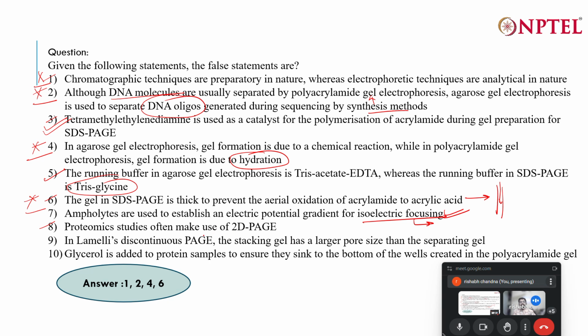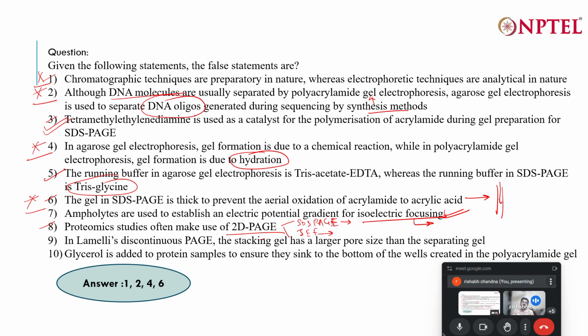Proteomic studies often make use of 2D PAGE. Yes, 2D PAGE basically involves two techniques, that is SDS-PAGE and isoelectric focusing. So these separate on the basis of size and on the basis of their pI. Proteomics-based studies often use 2D PAGE as an analytical tool.